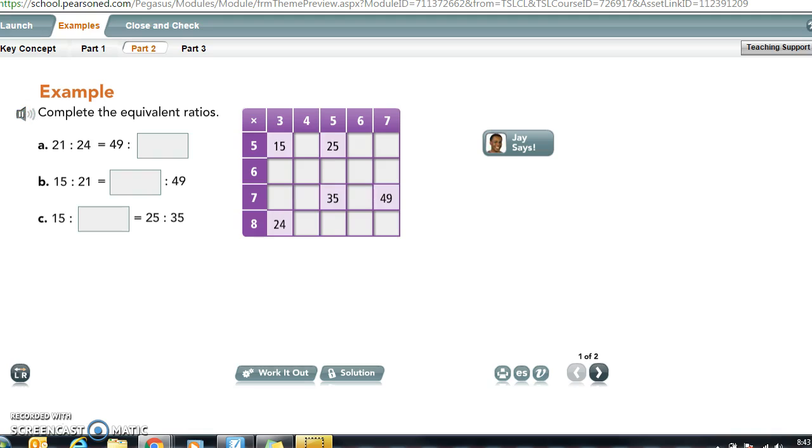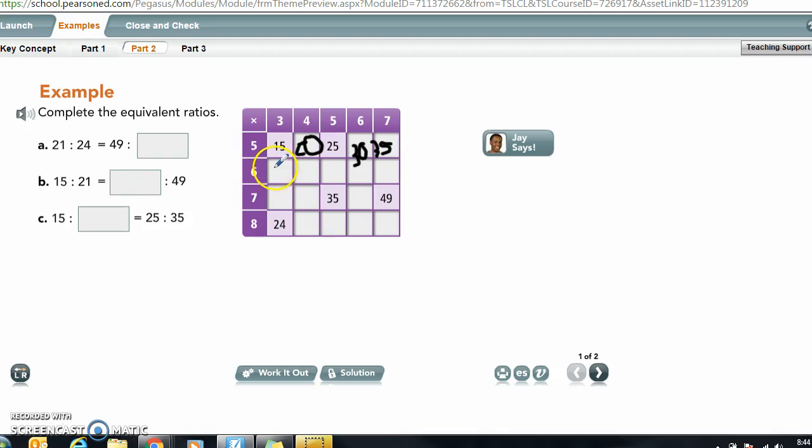Equivalent ratios. Okay, so I know that we're looking at 21 to 24. Well, I need to complete this multiplication chart first. So I know that 5 times 4 is 20. So go ahead and fill this out with me. 5 times 6 will be 30. 5 times 7 is 35.